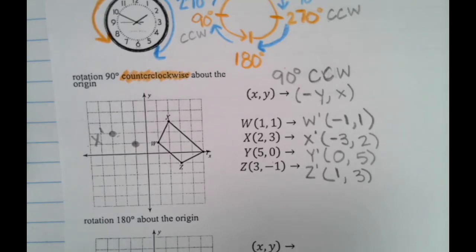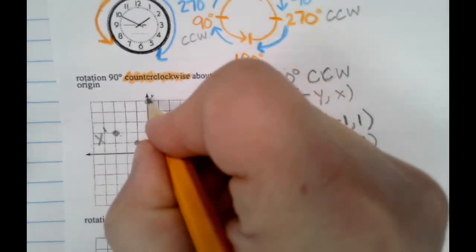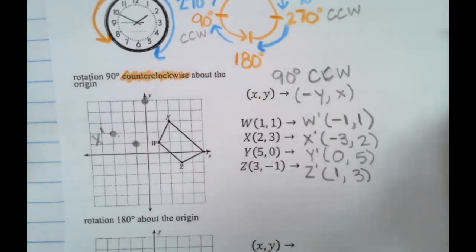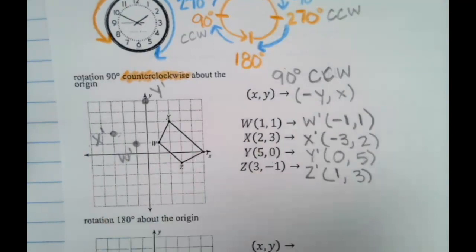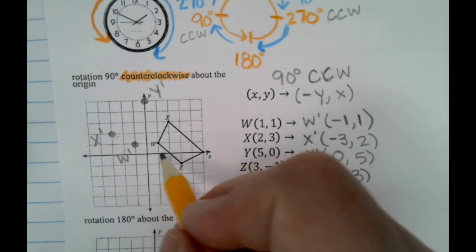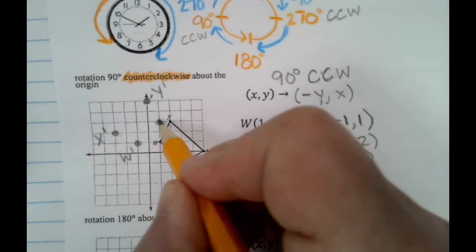All right, Y prime, we have 0, 5. That one's a little trickier. Is 0, 5 going to be right 5 or up 5? Good, up 5. You're on it today. And that's our Y. Oops, I forgot to label this one W. All right, and then our last one is Z. Z is 1, 3. So right 1, up 3.